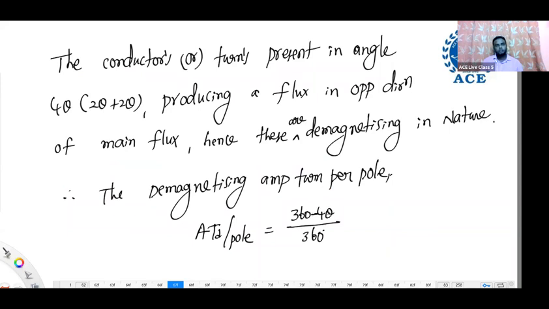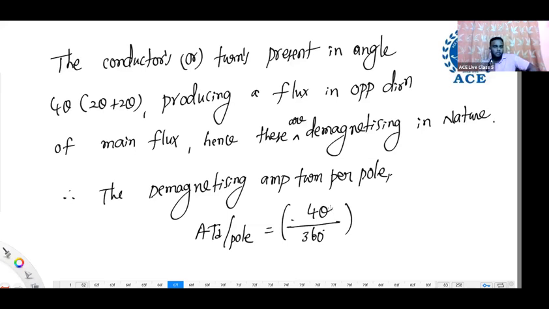Is it clear? How much angle turns causing demagnetizing? 4 theta. See, this is 4 theta. Okay, 4 theta here. Out of how much angle? 360 degrees.